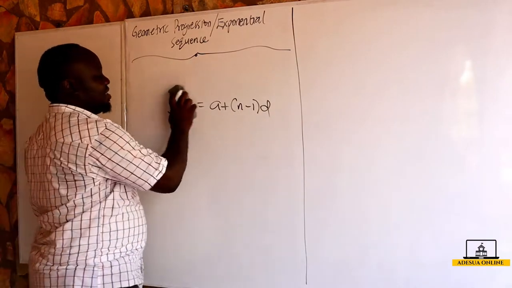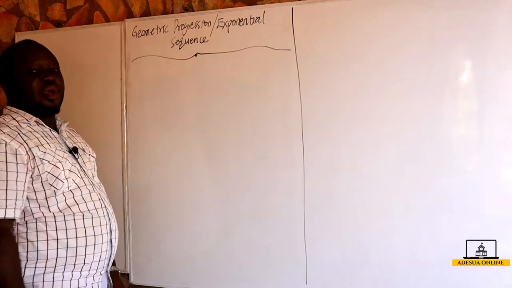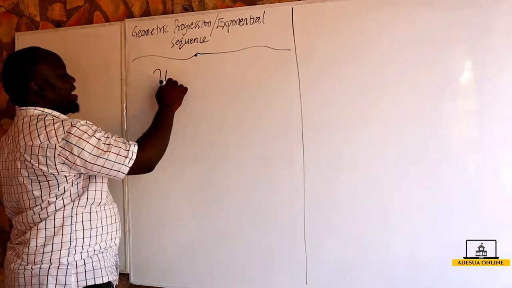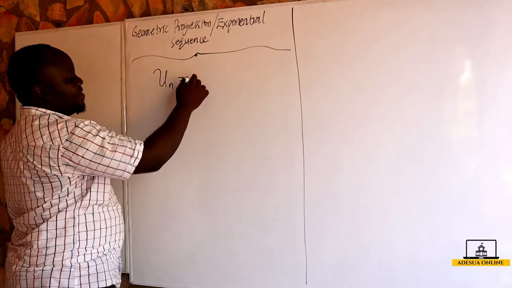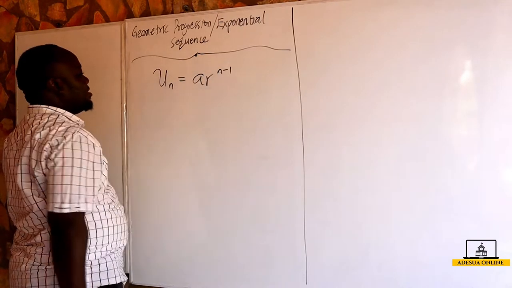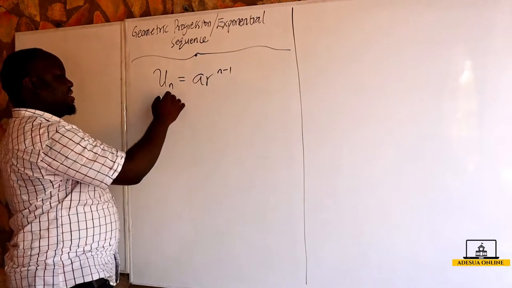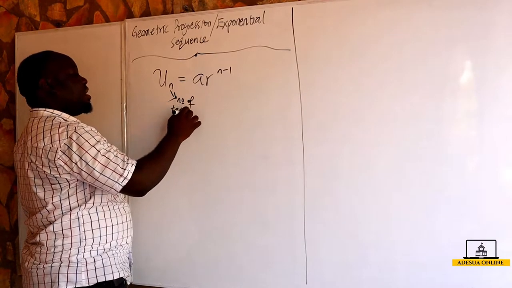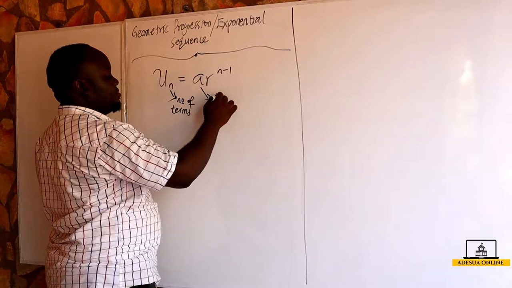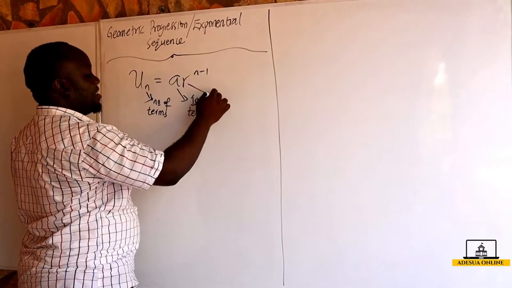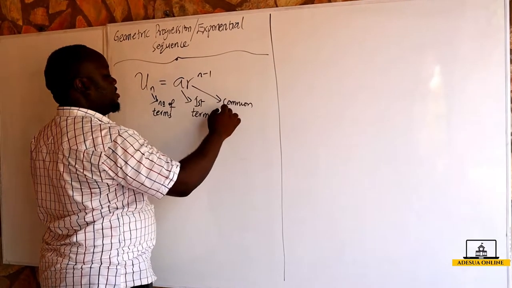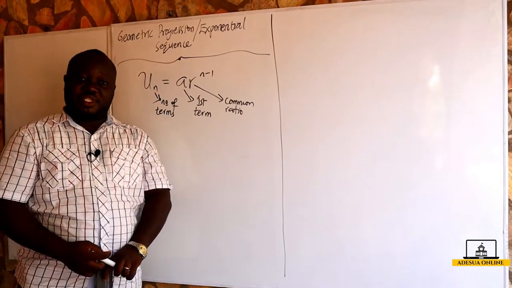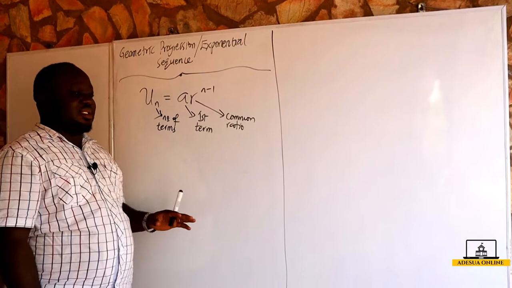Today we are going to start with the geometric progression or exponential sequence. Now, for any exponential sequence, the nth term is given by a r to the power n minus 1, where n is the number of terms, a is our first term, and r is our common ratio. So just as the arithmetic sequence had a common difference, for the geometric or exponential sequence, it has what?